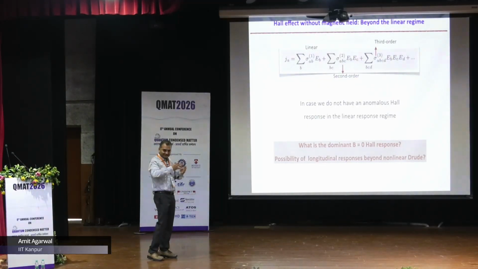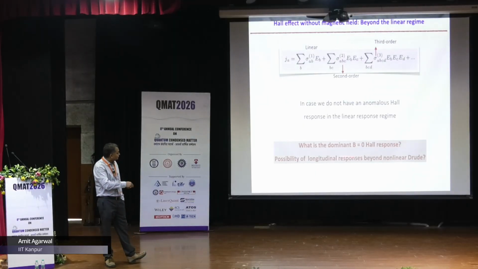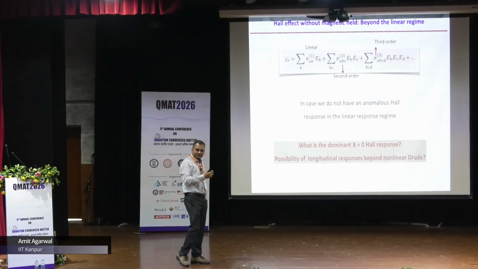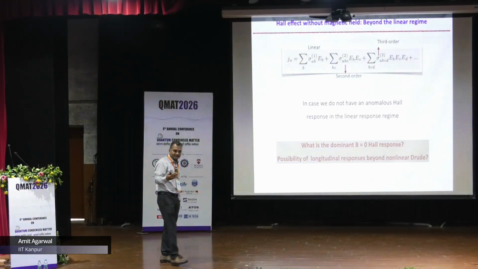And the recent interest in this field originated from this question primarily. What is the dominant B equal to 0 Hall response? And the second question you can ask: is there a possibility of longitudinal response beyond Drude corrections, etc.? In linear response we do not have, but in second order can we have, for example?